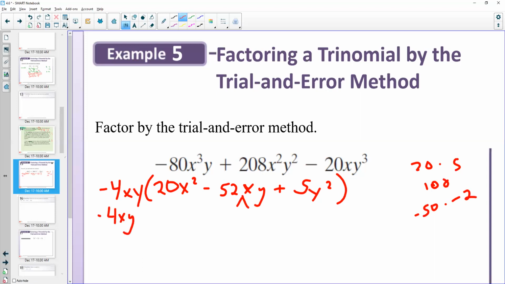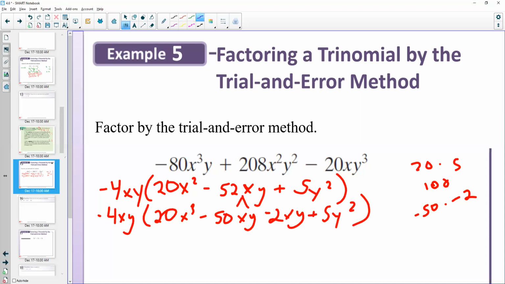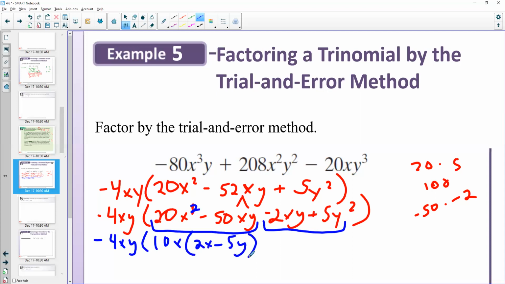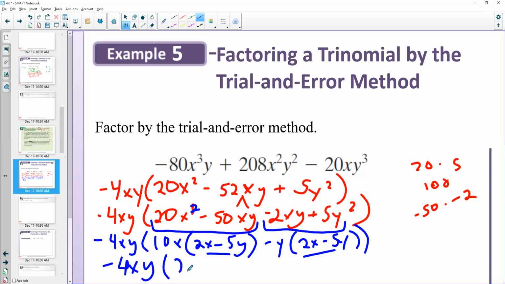So keep what's out front and rewrite 20x squared minus 50xy minus 2xy plus 5y squared. And now we're back to grouping. Keep what's at front, and let's take one group at a time. I can take 10x out of the first one, so that leaves me with 2x minus 5y. And out of the second one, I really just want to take a negative and a y. That gets me 2x minus 5y. There's my binomial term, so pull that to the front. Keep the negative 4xy. Pull out to the front 2x minus 5y. And then gather up what's left, 10x minus y. And you're there. Ta-da!